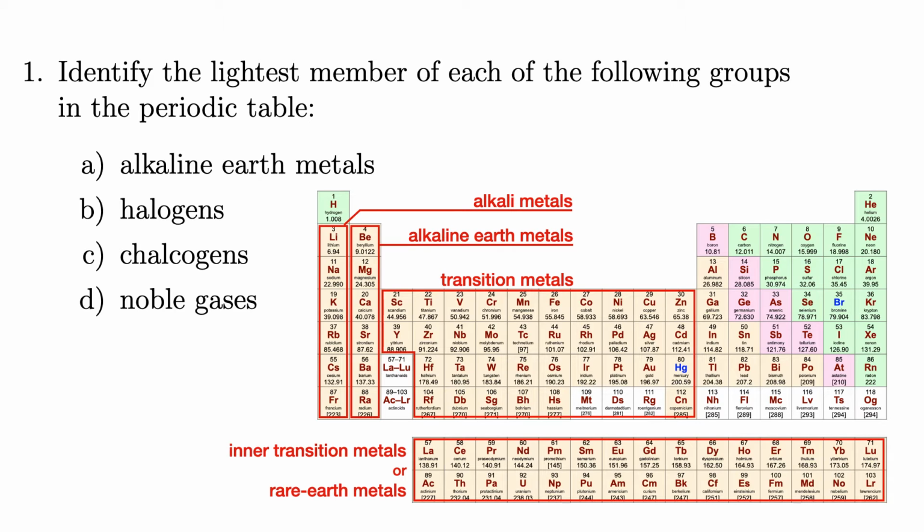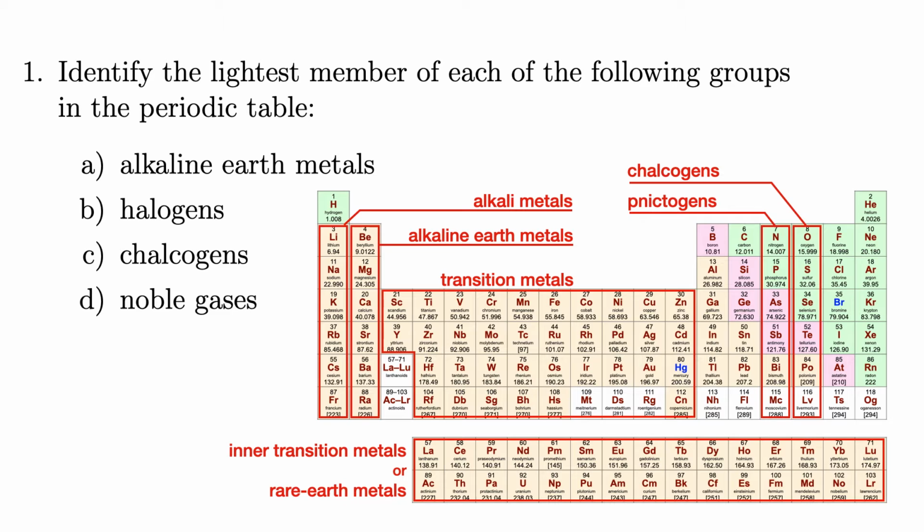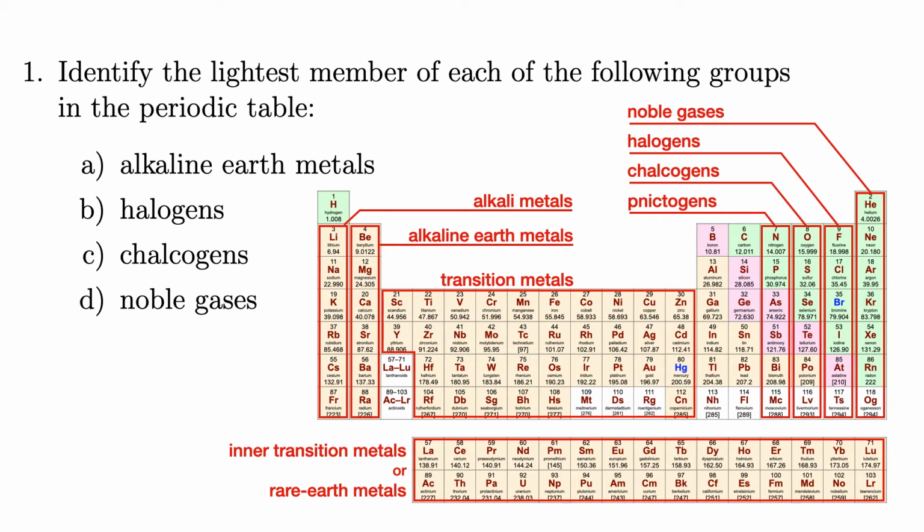Over on the right side of the periodic table, the boron and carbon groups don't really have historical names as far as I've been able to tell, but the nitrogen group is sometimes called the pnictogens. The oxygen group is called the chalcogens, and the fluorine group is called the halogens. And at the far right side are the noble gases, sometimes called the inert gases.